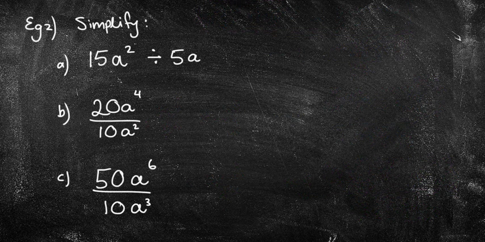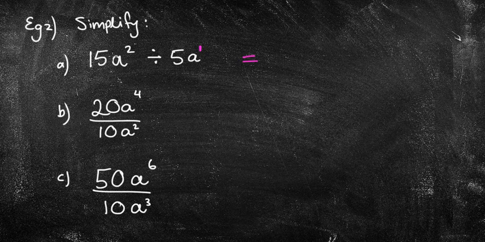Alrighty, guys. I've got 3 more questions. Now, this time, I made it a little bit more challenging because I've got the numbers there first. My only advice, really, is to do the numbers first. Once you've got the numbers, you can then follow the rule where I can subtract the indices: 2 take away 1, 4 take away 2, 6 take away 3, etc.